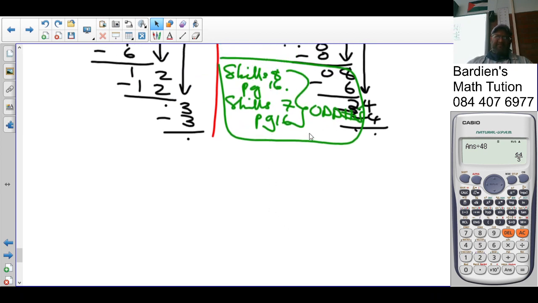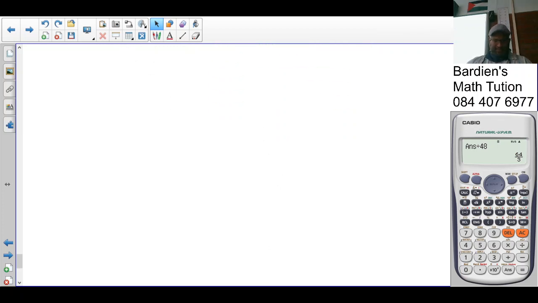Page 16, skills 8 and 7. Odd numbers. Okay, I see it here. Skills, page 8. Okay. Short division of whole numbers. Skills 8, page 16. So the first answer there, let me just get it for you.